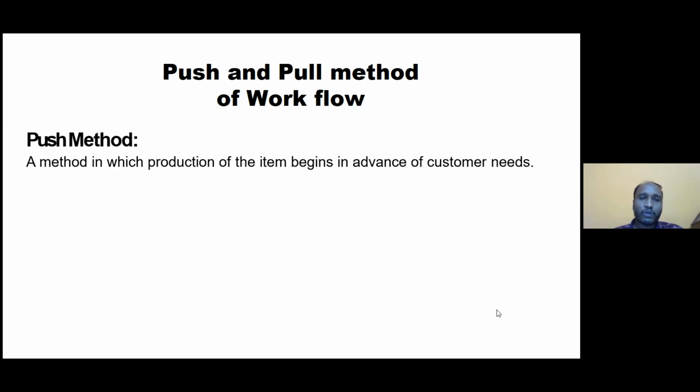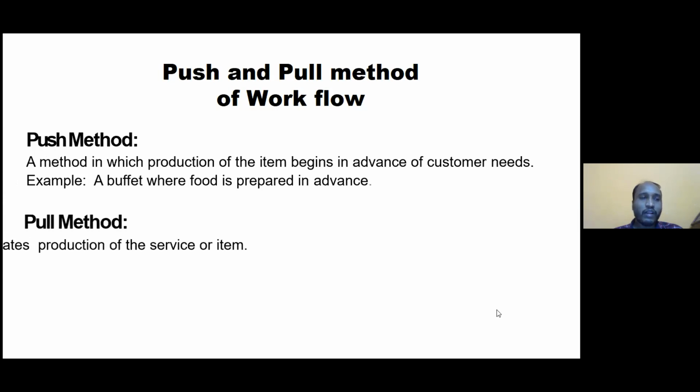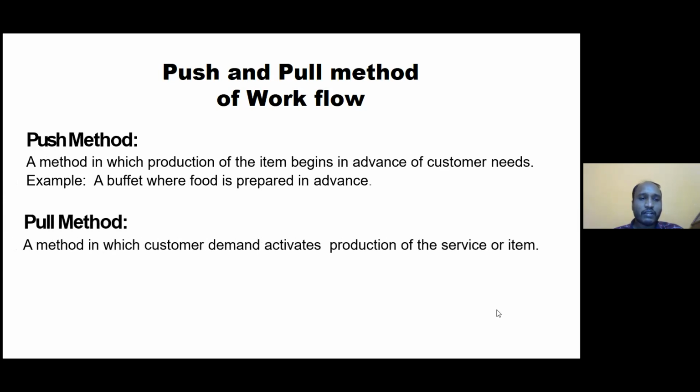A method in which the production of the item begins in advance of customer needs. Example, a buffet where the food is prepared in advance. That is called the push method. And the pull method is one in which customer demand activates production of the service or item. The push method example will be a bakery shop, and the pull method example will be the manufacturing sector.